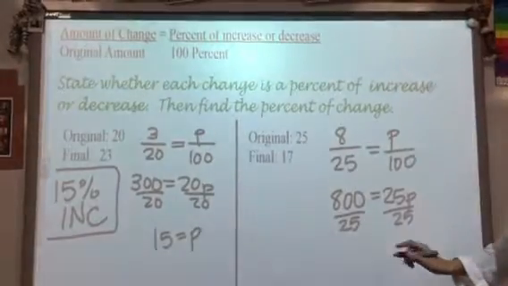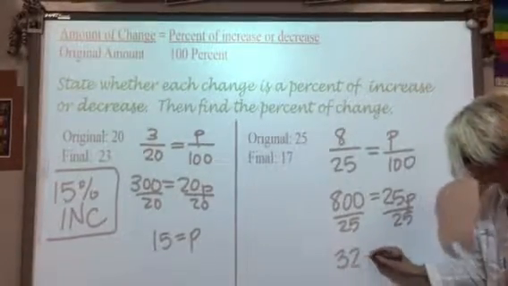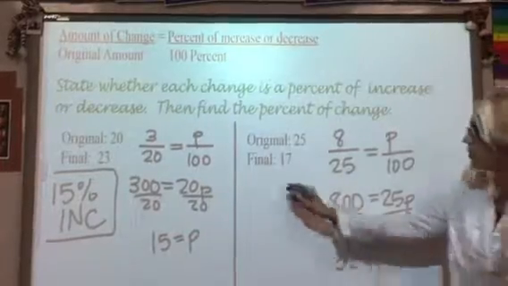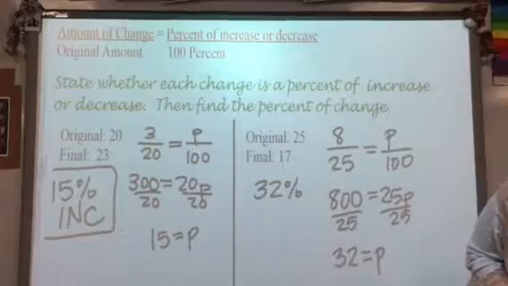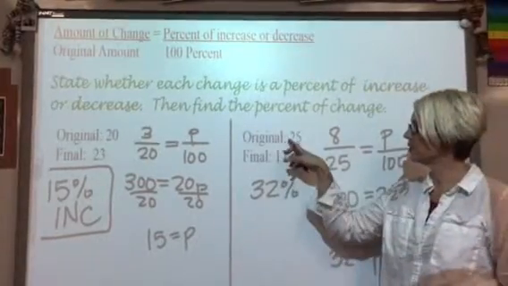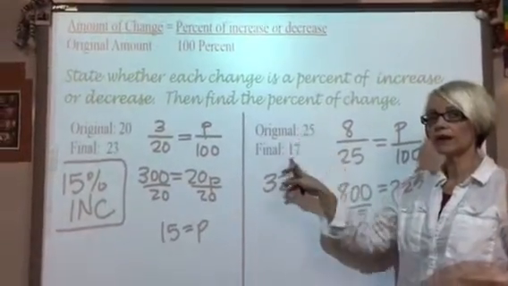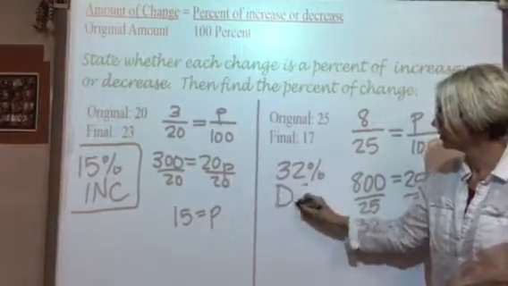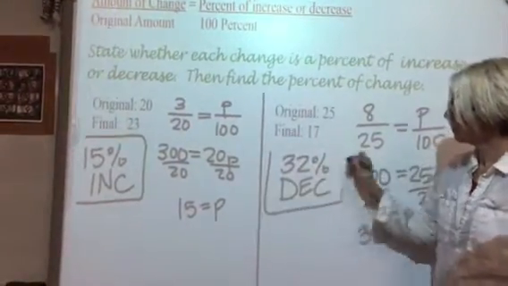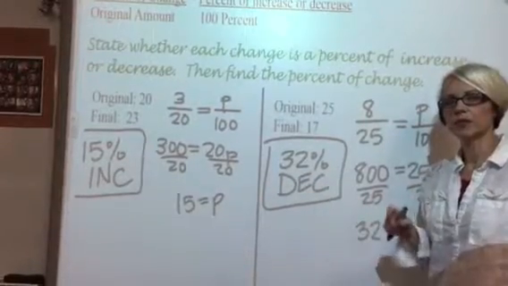So this is 32. So our answer is 32%. Now, is this an increase or a decrease? Well, if you look, the original was more than the final. So that's a decrease. So I'd like you to try a couple of these in your notes.